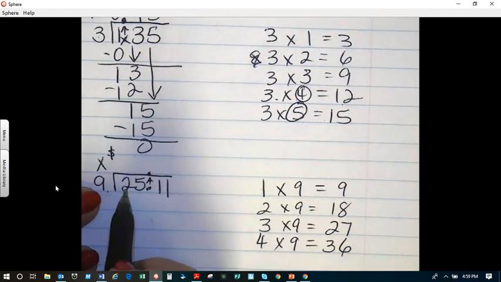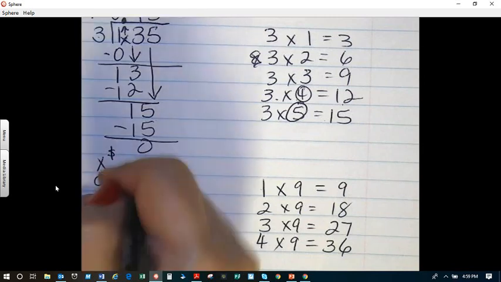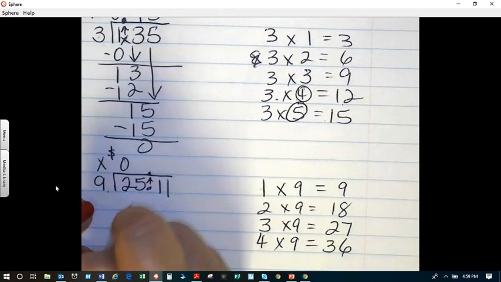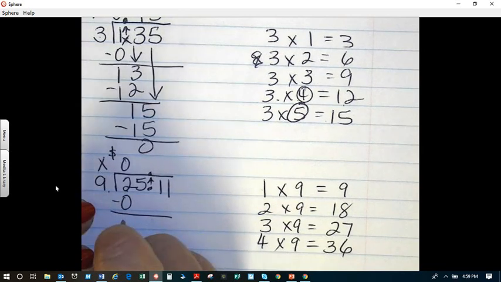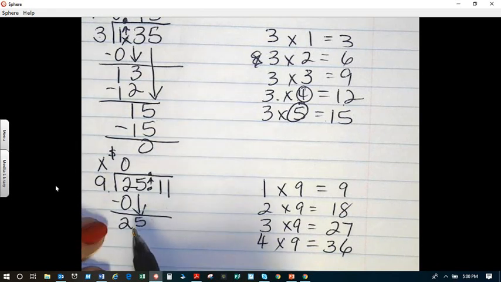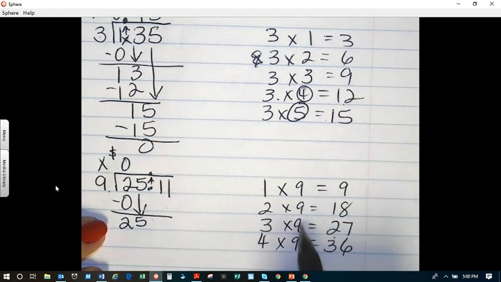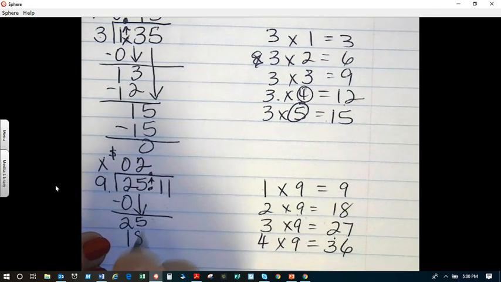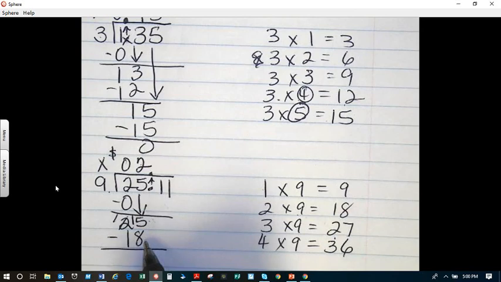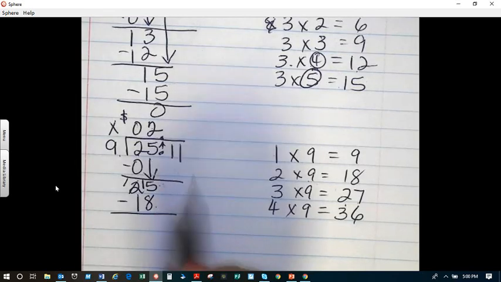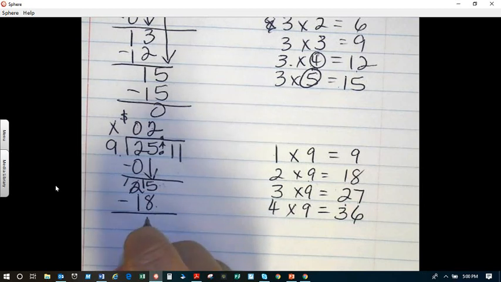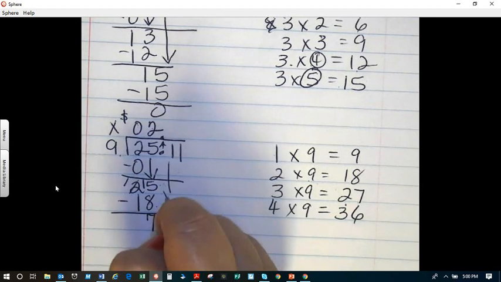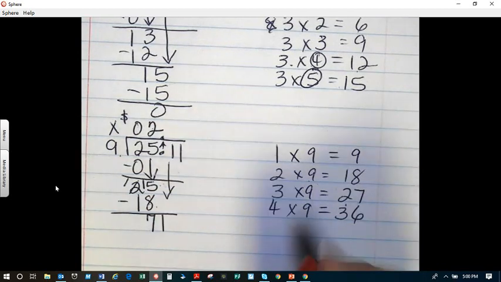So 9, can it go into the first place value? Is it 2? The answer is no. So it's 0. 0 times 9 equals 0. Subtract that out. That's 2. Bring down my 5. How many groups of 9 can go into 25 without going over? Well, look at this. It's going to be 2 groups of 9 because 2 times 9 equals 18. Subtract that out. 25 minus 18. And what is that? 7. I'm going to bring down my 1. Oops, I can keep going. I thought I was done.